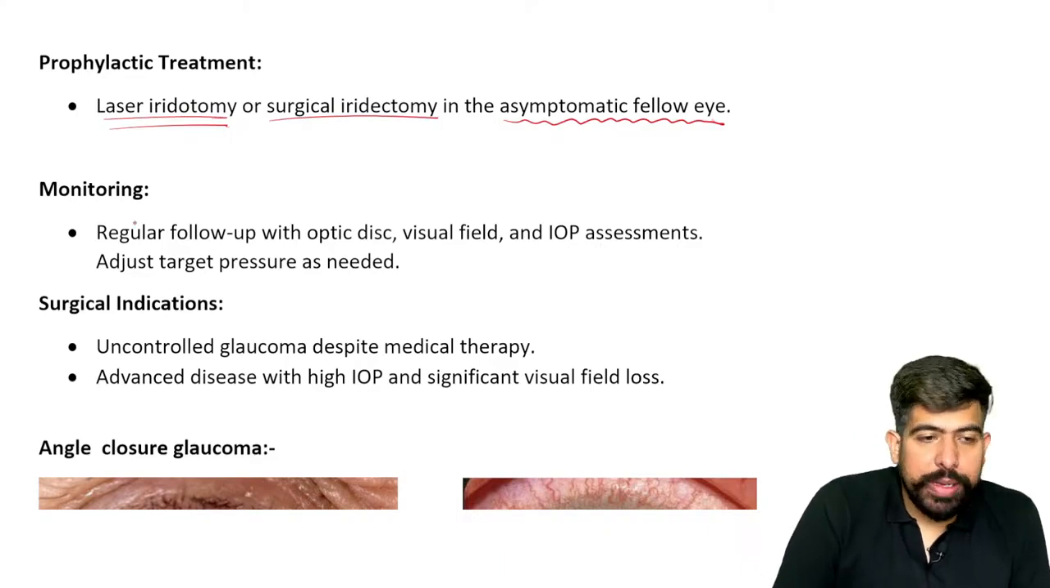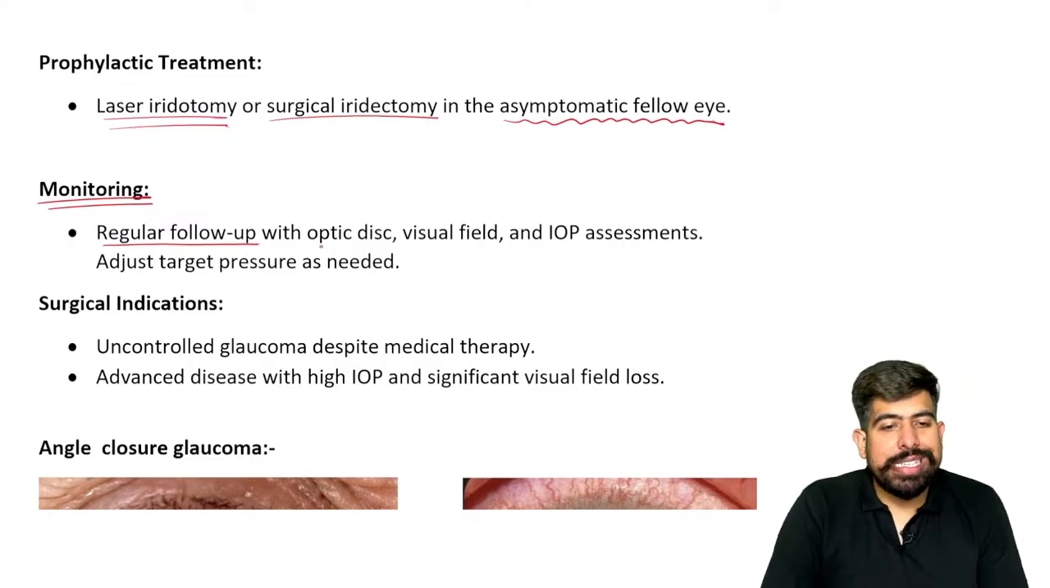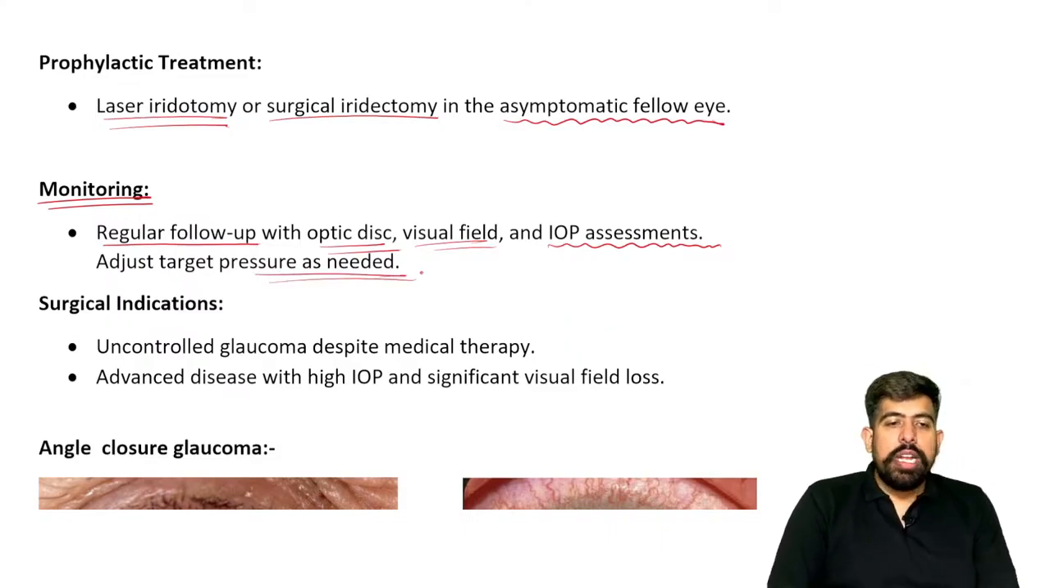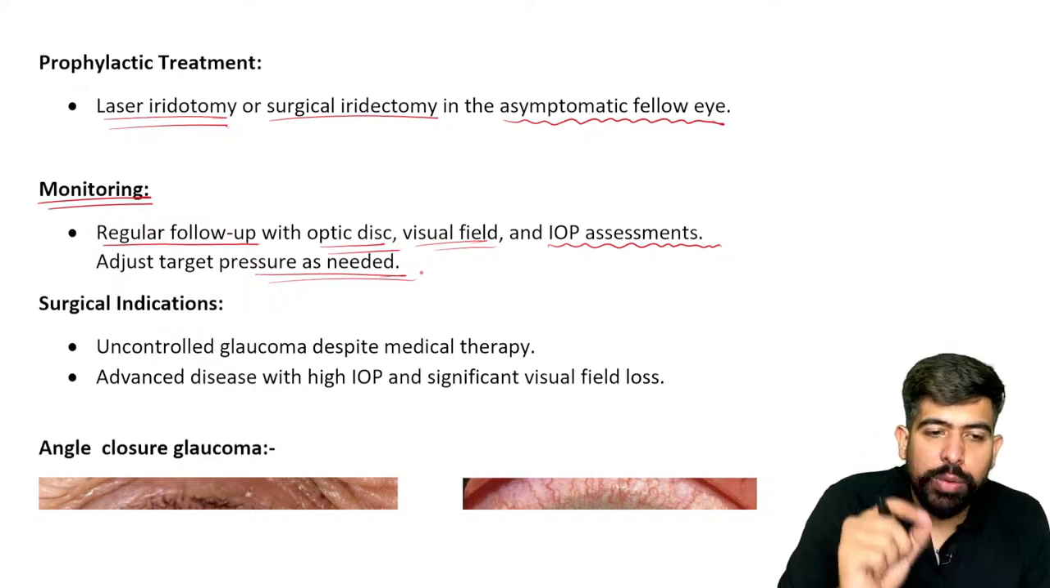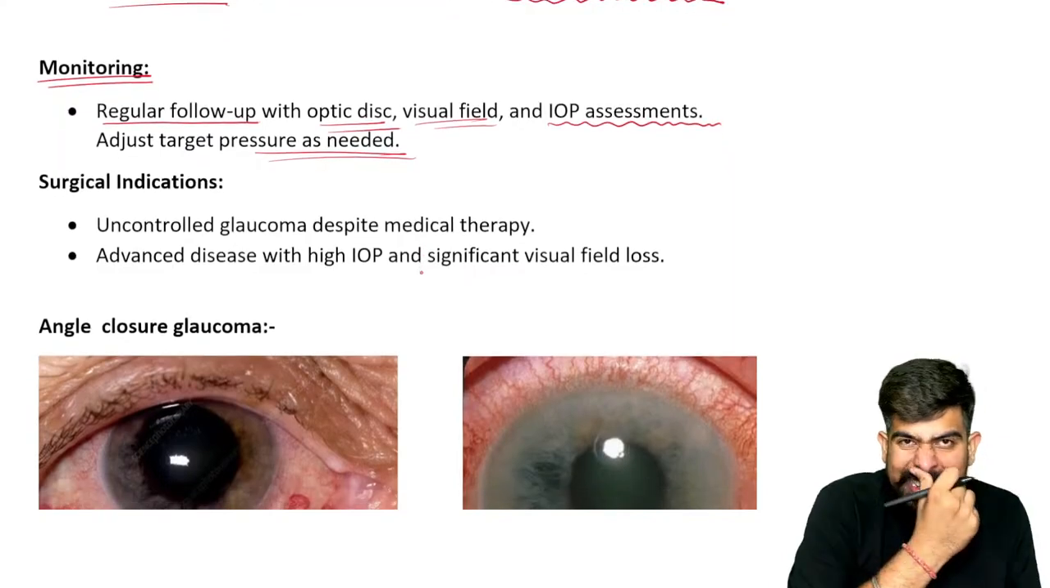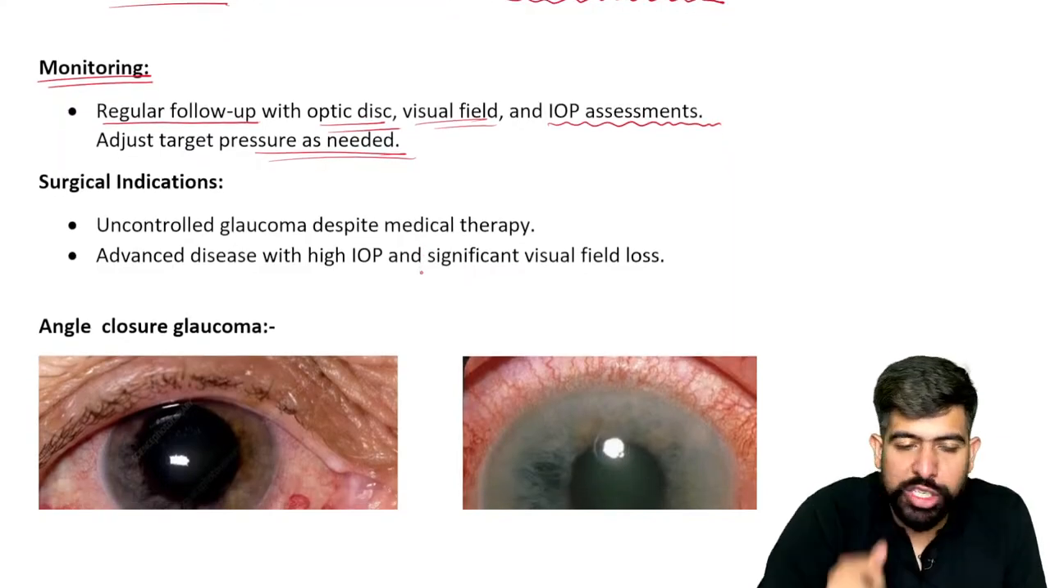We have to do that. Monitoring: we have to do the regular follow-up for the disc, for the visual field, and the IOP assessment also, as per the target pressure needed, right? So we have to adjust the target pressure, and as we need it, we can decrease or increase this, or we can measure it.